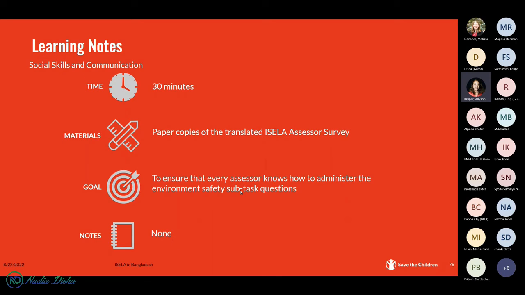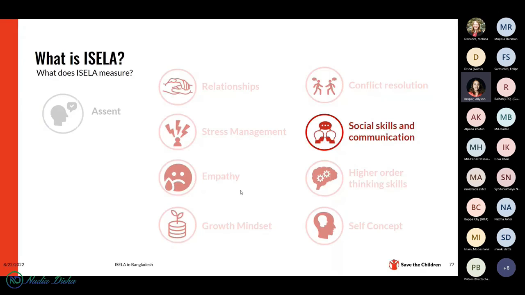We're going to go through the social skills and communication. This one is also very straightforward. And then there's the higher order thinking skills and the self-concept section. So social skills and communication, again, this is a new section that we have never used before. And this is actually sourced from another tool.